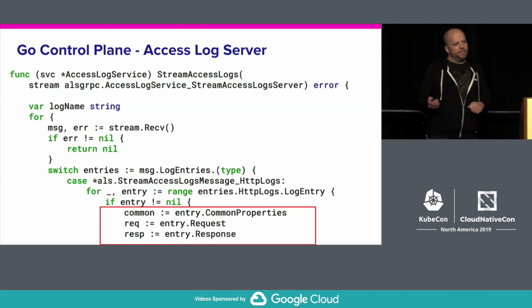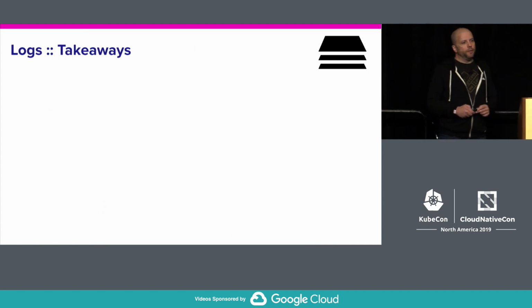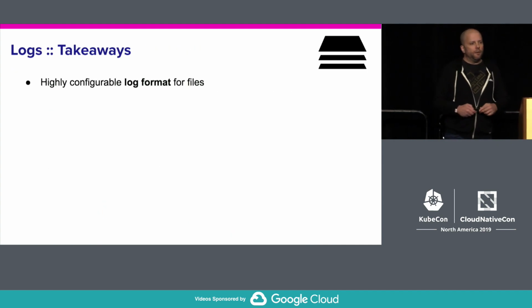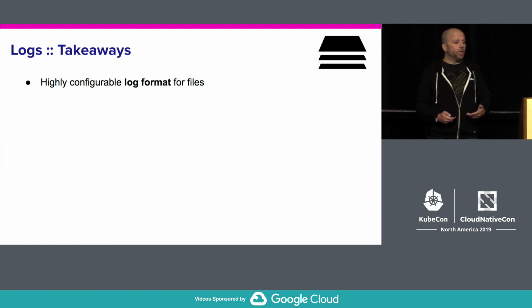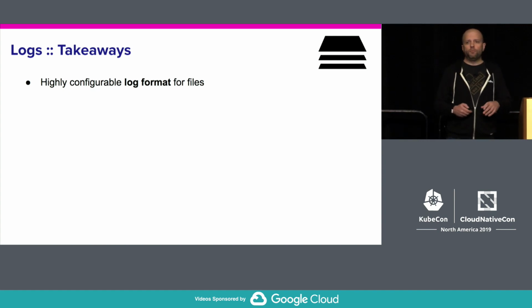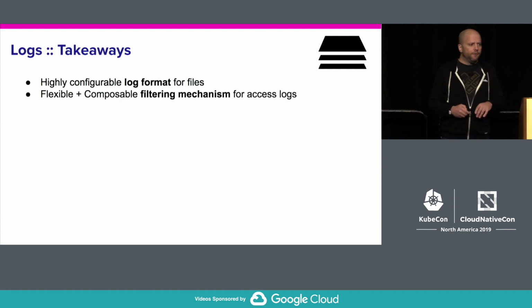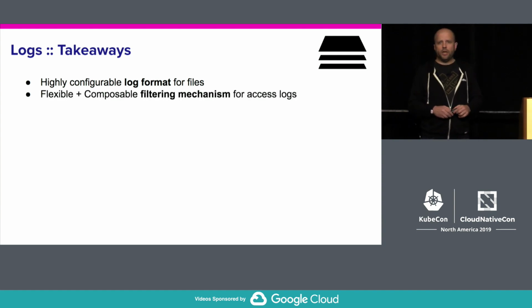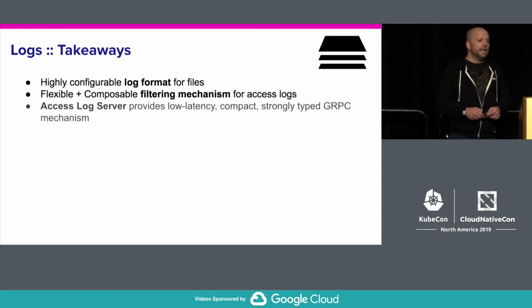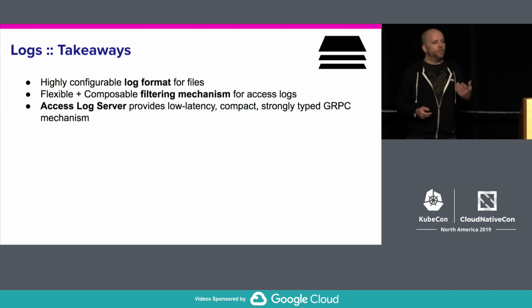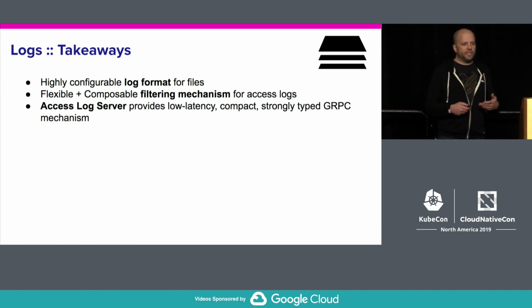So that's config, that's the implementation, not actually that much to it. So, some takeaways. If you want to use file-based logging, it's highly configurable. You can specify the format to your liking. Very flexible, composable filtering mechanism for access logs. As you saw, we can combine these with various predicate logic to get really sophisticated use cases realized. And then if you want to avoid file-based logging entirely, you can use this access log service. It gives you typed, low latency mechanisms for doing pretty fancy things.